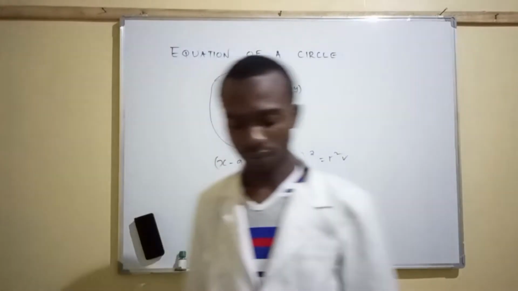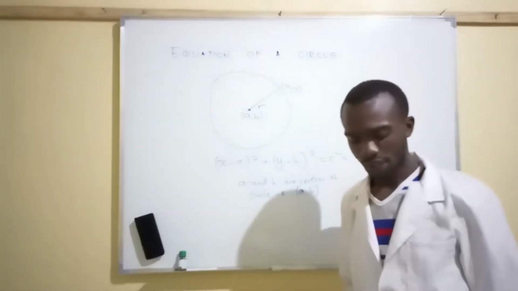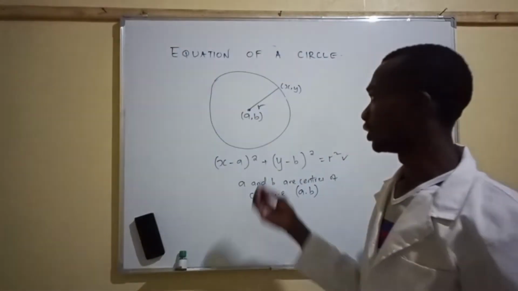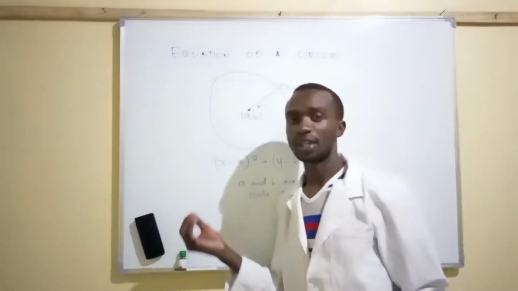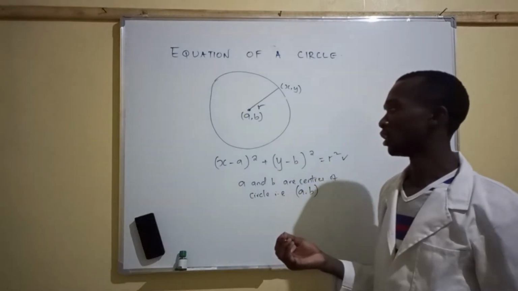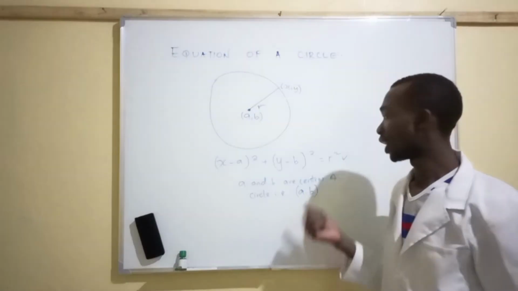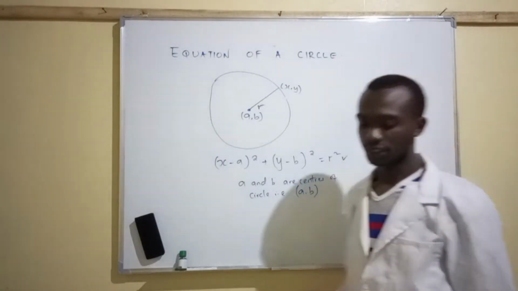So in this case, the equation of the circle is given in that equation. Now in this equation, x and y are just points on the circumference of the circle, and r is the radius of the circle.